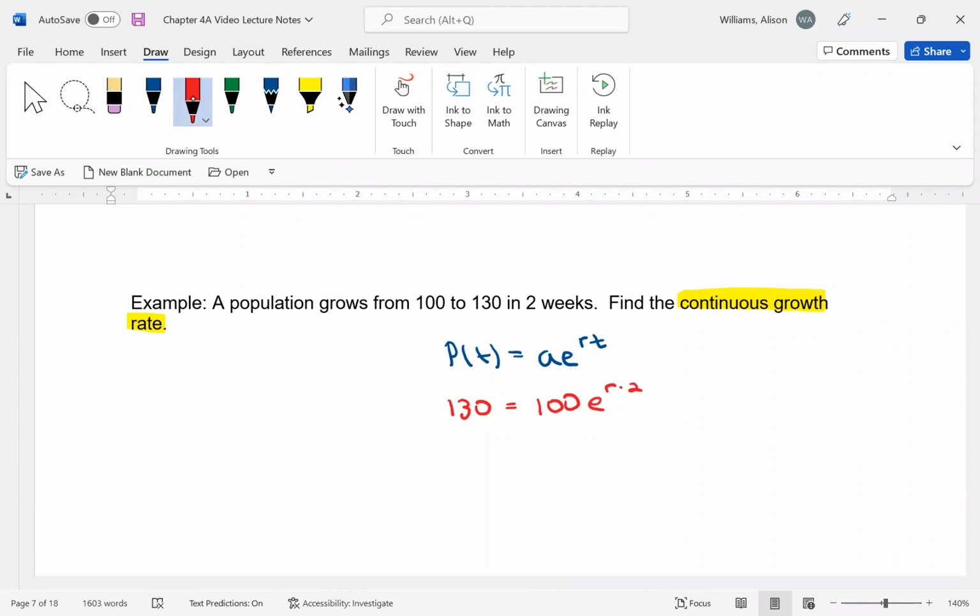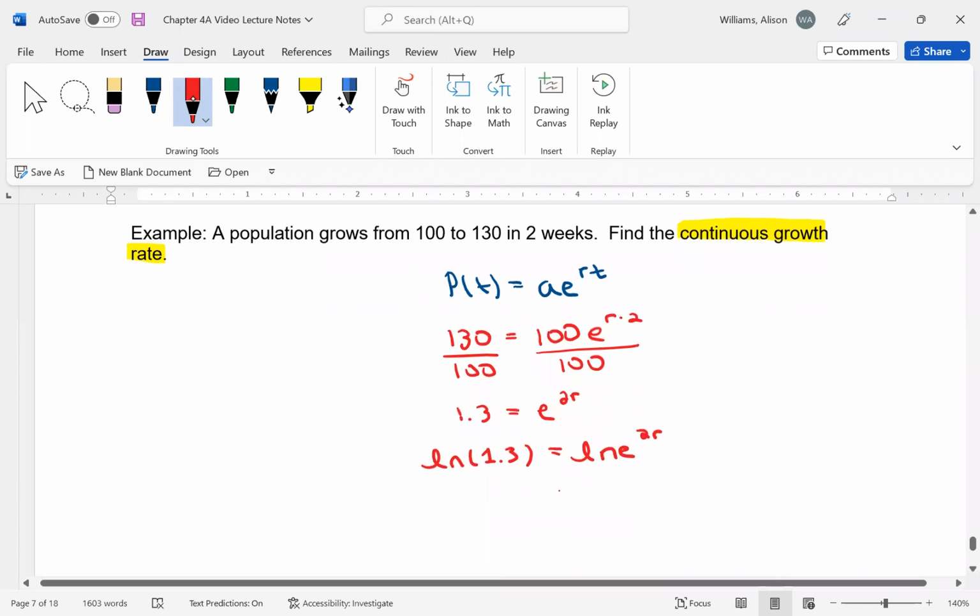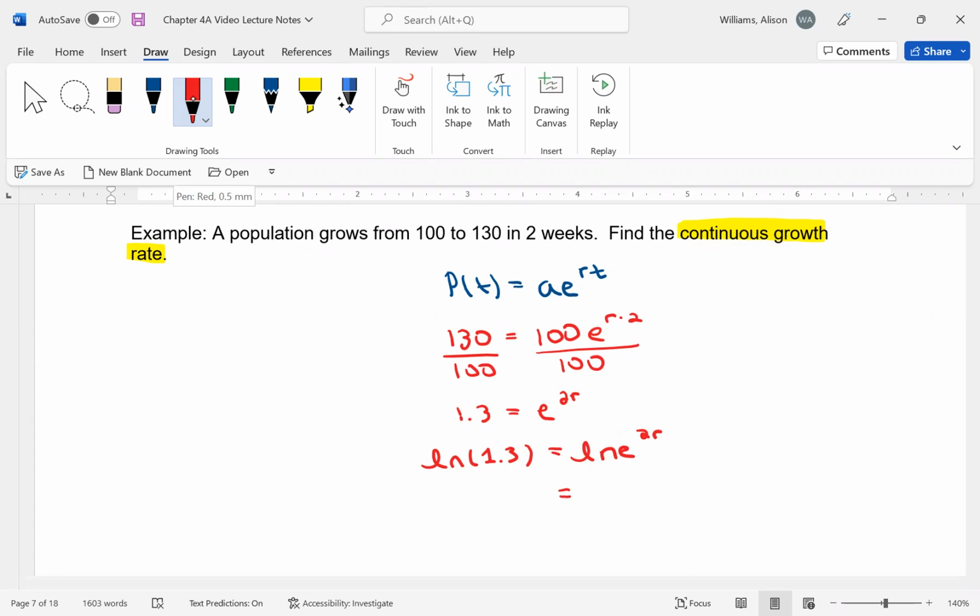All right. So I want to solve this equation. Nice. We can do that. Let's divide both sides by 100, which is going to give us 1.3. And then here, I'm going to write that as 2R instead of R times 2. And now let's take the natural log of both sides. And then we can bring down the exponent, but a magical thing happens. When you take the natural log of E, it disappears. Remember, they cancel. Those two are inverses of each other. So this is actually just 2R, just the exponent.